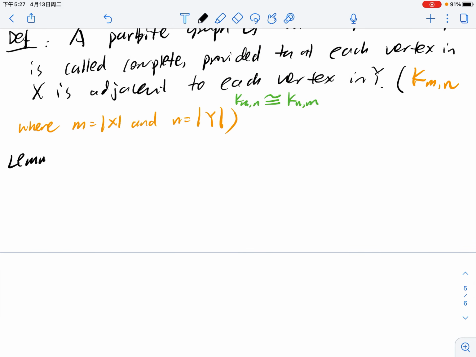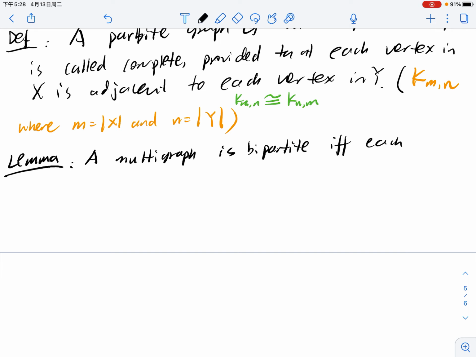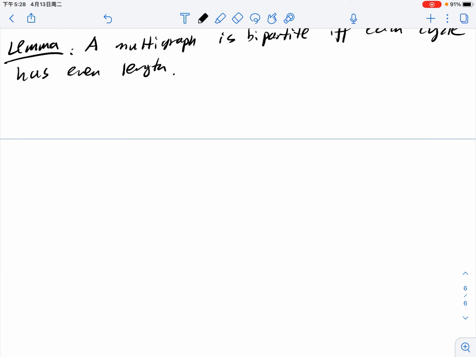And how to tell whether a multigraph is bipartite or not? There's an easy criterion. A multigraph is bipartite if and only if each cycle has even length. So I will not prove this.